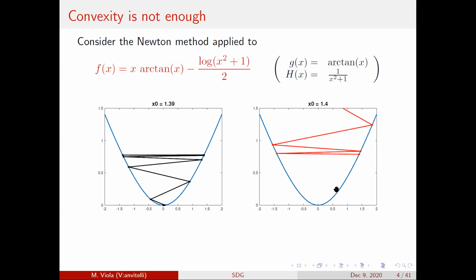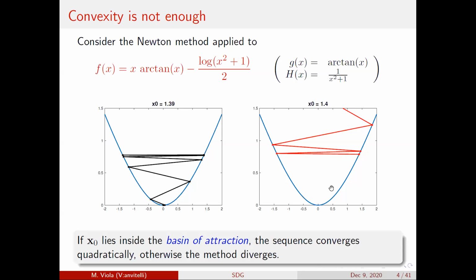So here you can see the important property of being close enough, and in particular what is called the basin of attraction of the point X star.